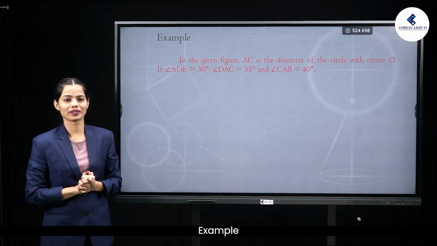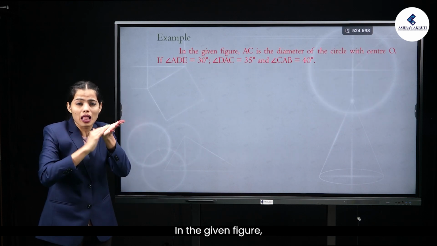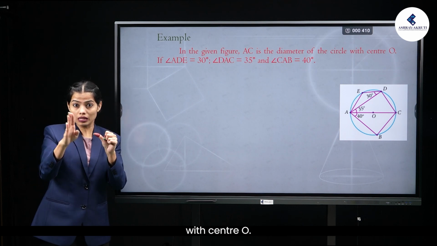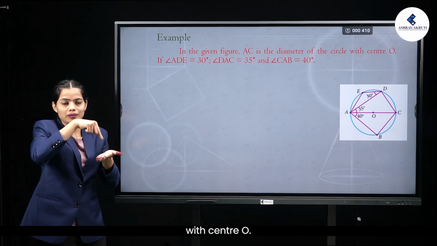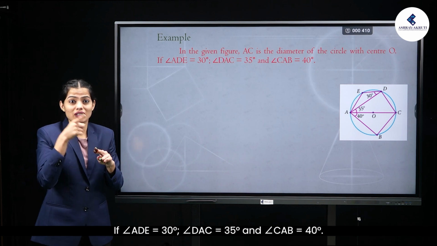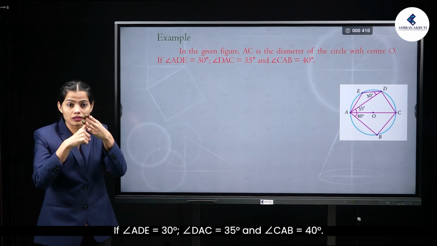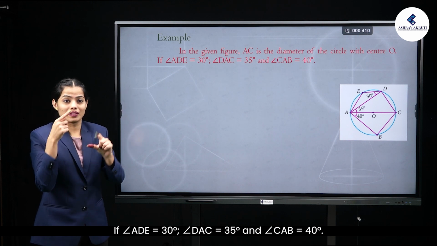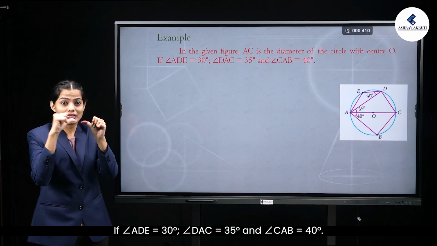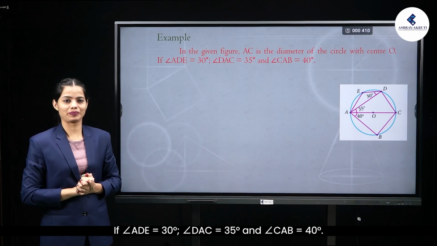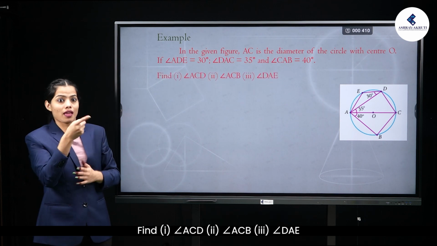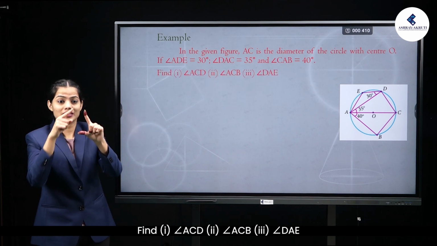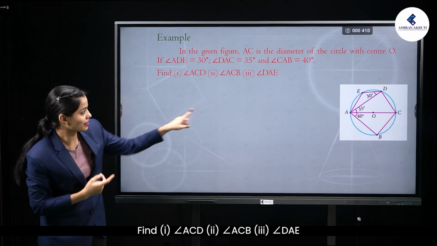Example, in the given figure, AC is the diameter of the circle with center O. If angle ADE is equal to 30 degrees, angle DAC is equal to 35 degrees and angle CAB is equal to 40 degrees. Find angle ACD, angle ACB, angle DAE.